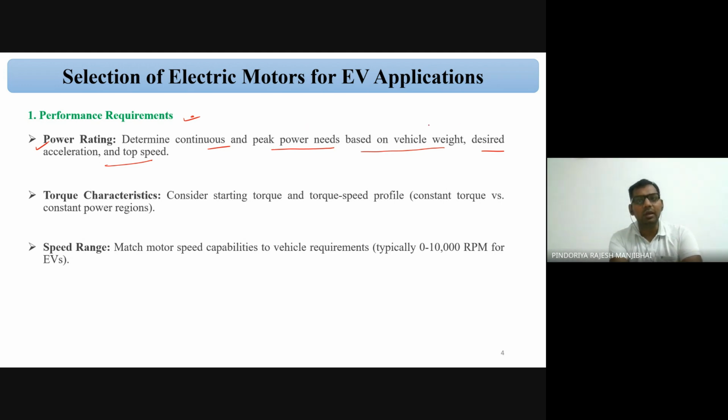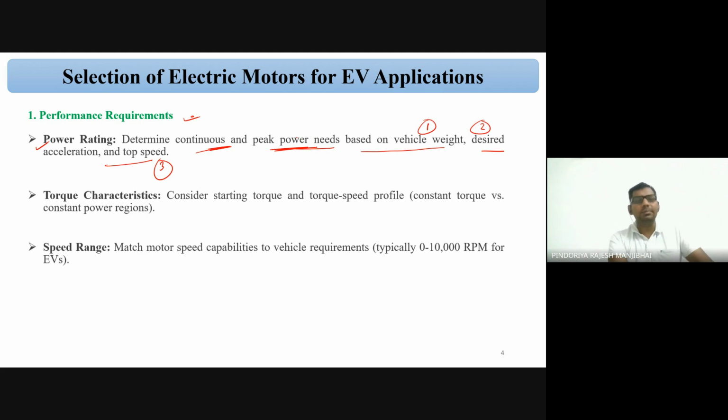So based on the vehicle weight: what is the vehicle weight? The second one is the desired acceleration. What is your desired acceleration? And the third one is the top speed. What is your top speed? These three parameters we have to consider while considering the power rating, that is, the mechanical as well as the electrical power rating. Okay. But yes, students, you have to consider the continuous power as well as the peak power. Not a single power, both parameters you have to consider.